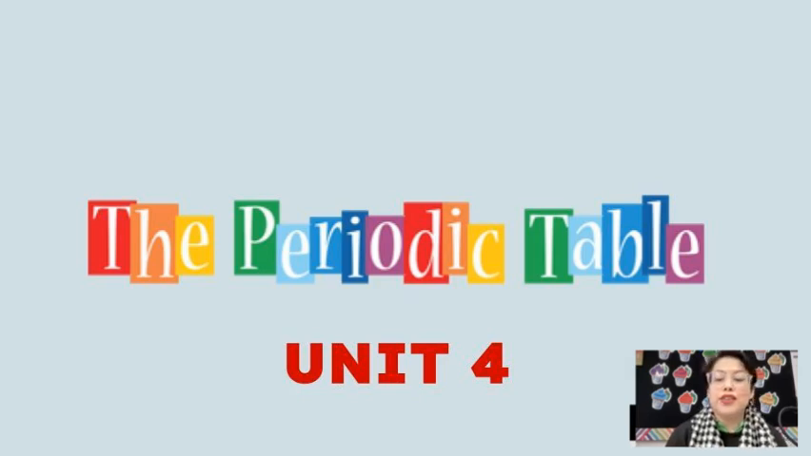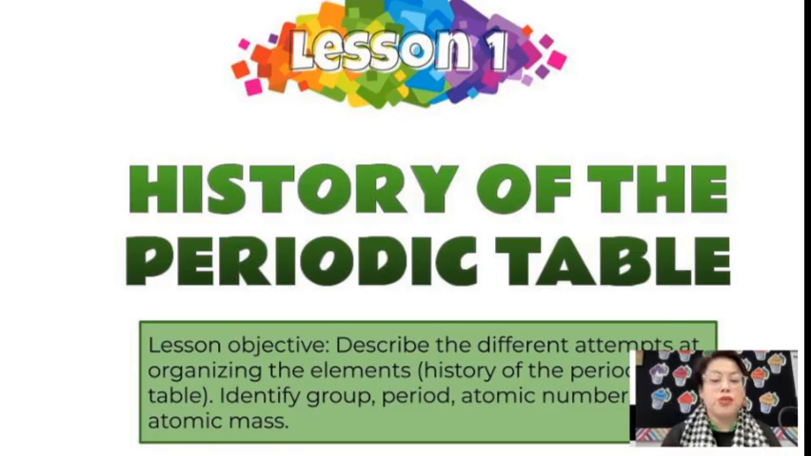This is Unit 4, the periodic table, and we're going to start with Lesson 1, the history of the periodic table. In this unit, we will learn about the periodic table of elements. And the first thing that we're going to talk about in this lesson is how different people through time worked in the organization of elements.